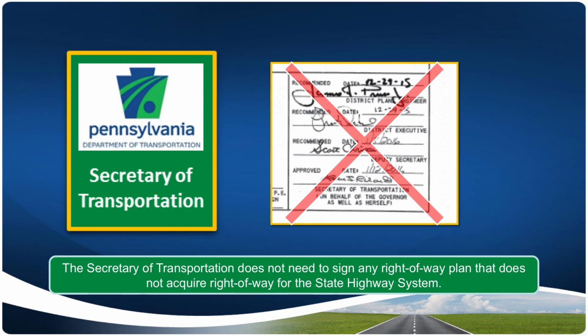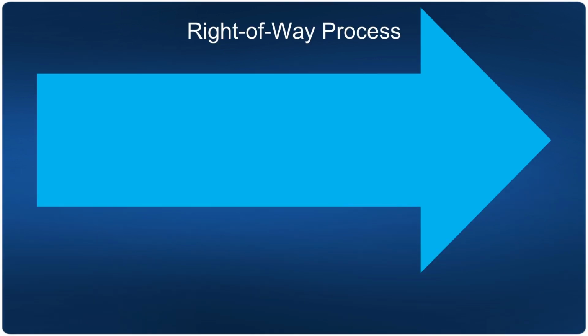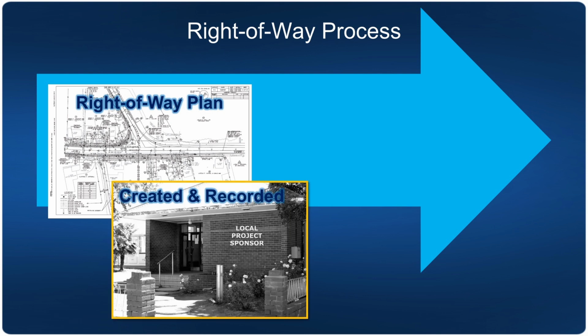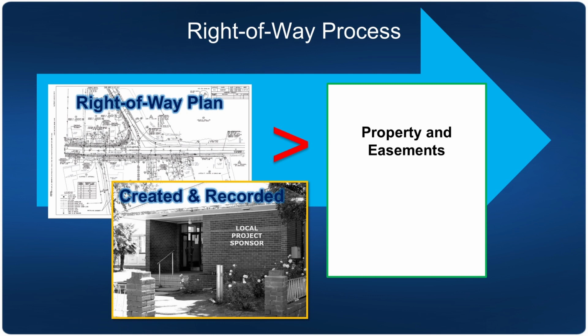Please note, the Secretary of Transportation does not need to sign any right-of-way plan that does not acquire right-of-way for the state highway system. The first step of the right-of-way process is the development of the right-of-way plan, which must be created and, once approved, recorded at the local courthouse prior to acquiring property and easements.